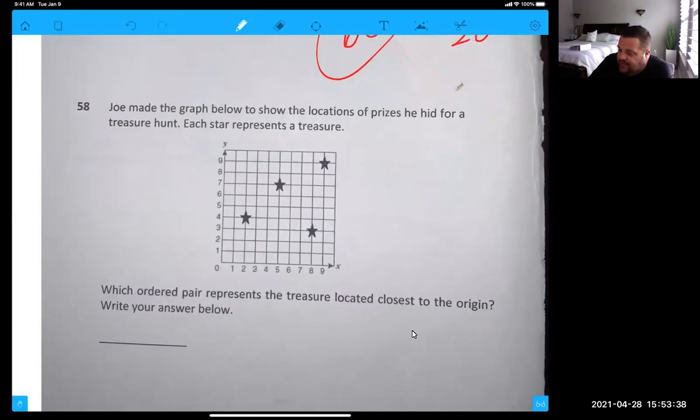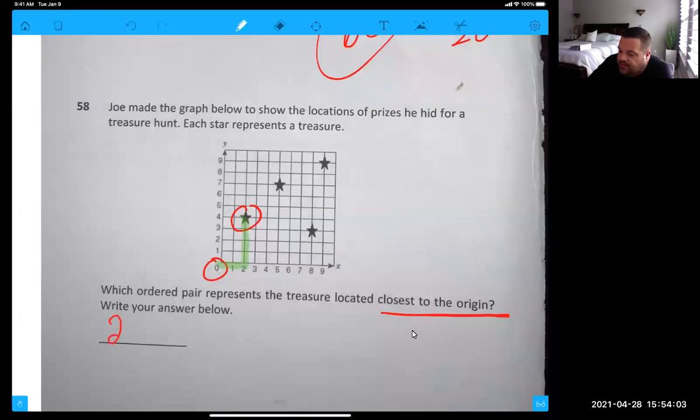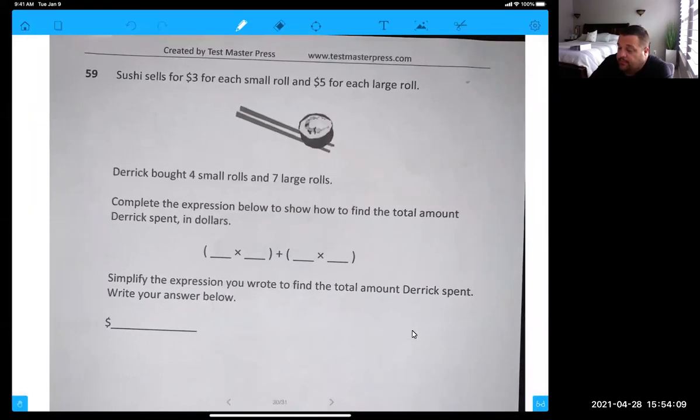Number 58. Pause it and try to get your coordinates. So you have to know what certain words mean here, right? Closest to the origin is always 0. So this one is closest to the origin, so this one would be at 2 and 4. Now remember, the X comes first, so it would be 2, 4. That's it. All right, two more.